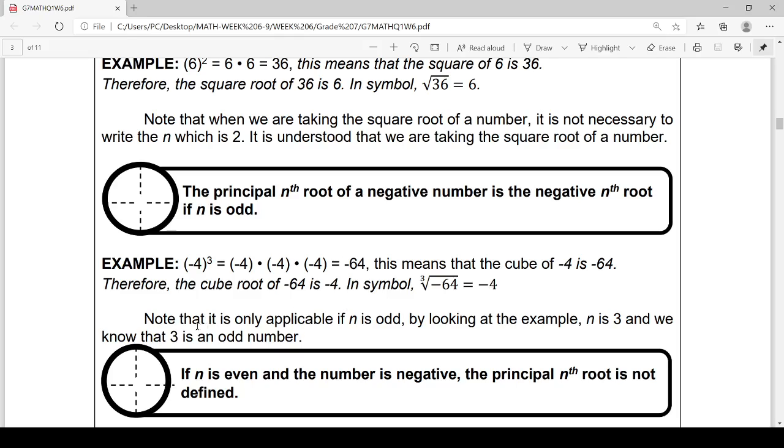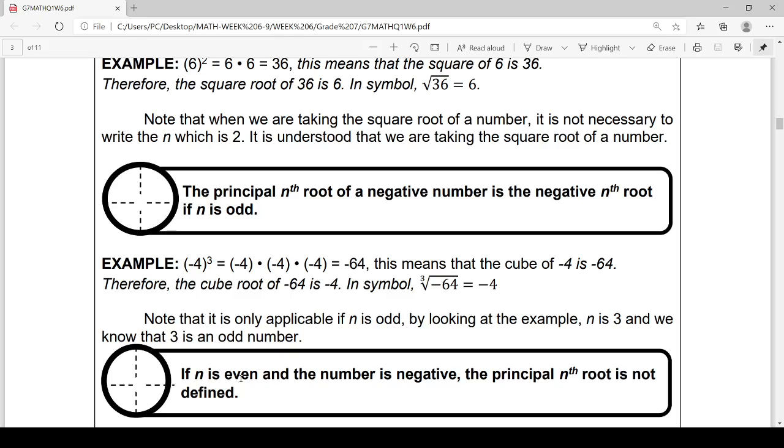So note that it is only applicable if n is odd. By looking at the example, n is 3 and we know that 3 is an odd number. That is if your exponent is an odd number and your base is negative. Therefore, the answer is always negative. The cube root is also negative.